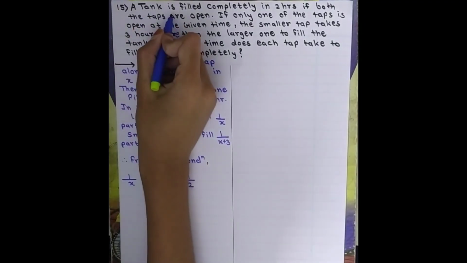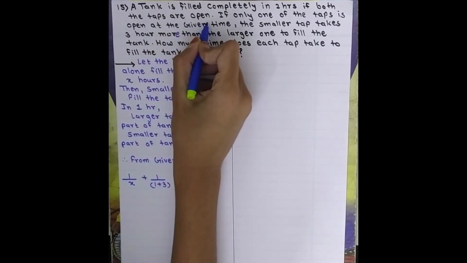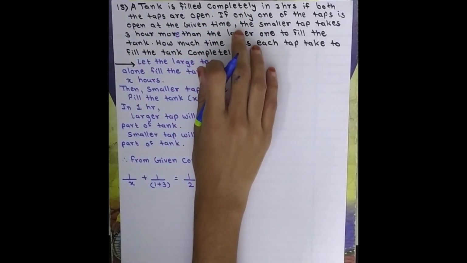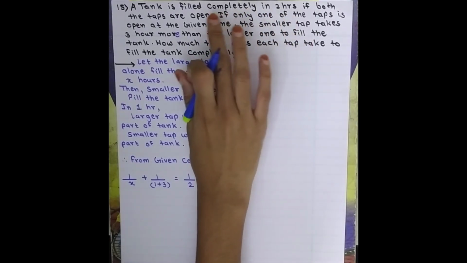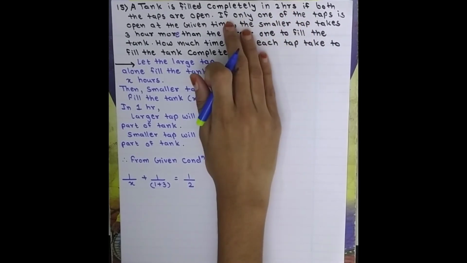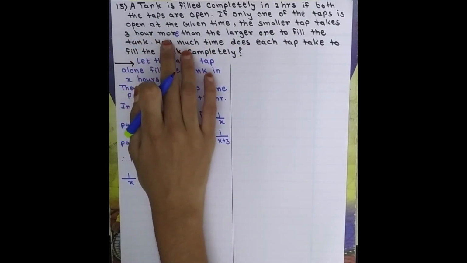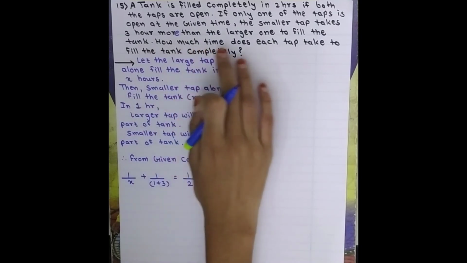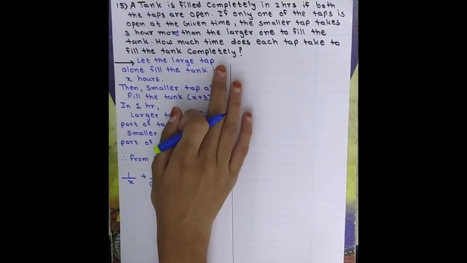Question number 15: a tank is filled completely in 2 hours if both the taps are open. It means there are two taps, one is smaller and one is larger tap, and if both the taps are open then the tank is filled in 2 hours. If only one tap is open, the smaller tap takes 3 hours more than the larger one to fill the tank. How much time does each tap take to fill the tank completely?